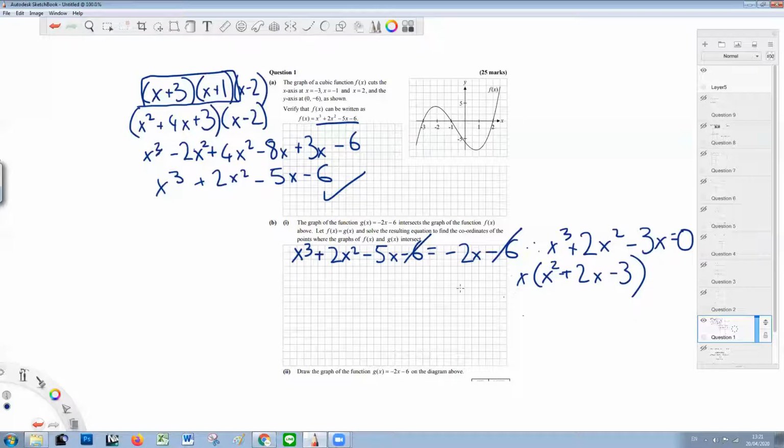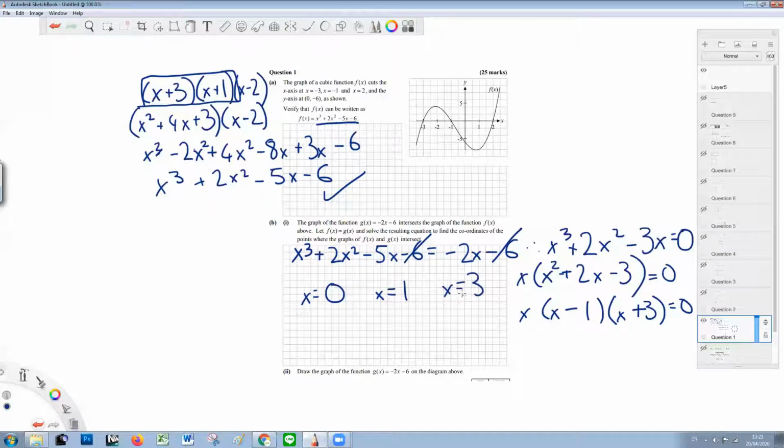I've taken an x outside. So that's going to be x, then x, 3, 1, and I need to get to plus 2. It's going to be plus 3 and minus 1. So I'm going to have, and that's equal to 0. So I'm going to have x is equal to 0, x is equal to 1, and x is equal to -3.